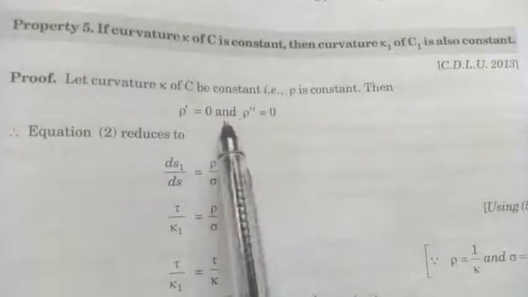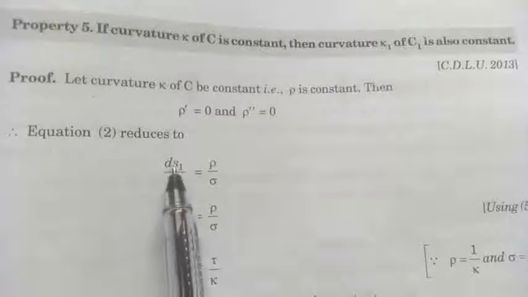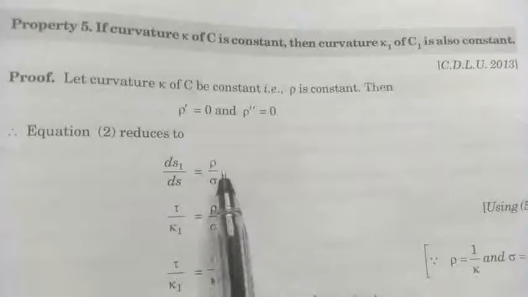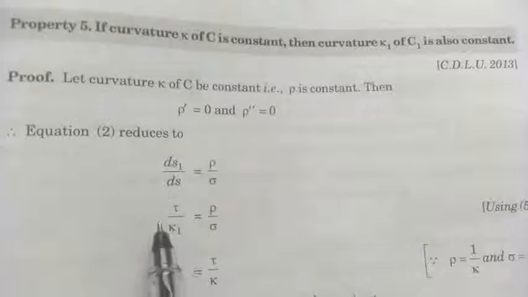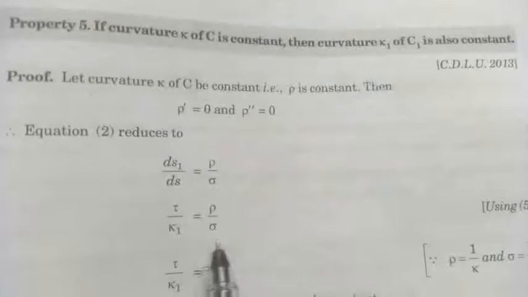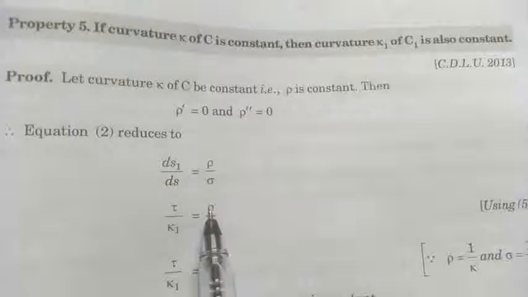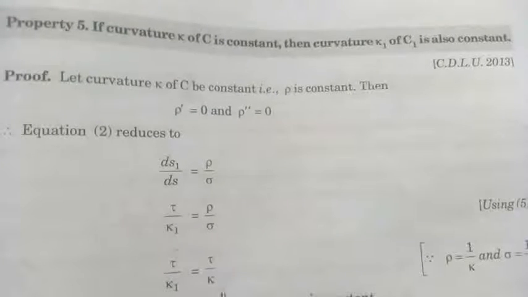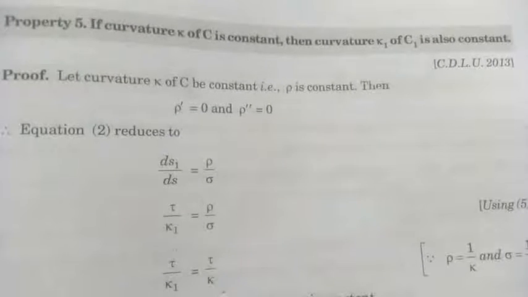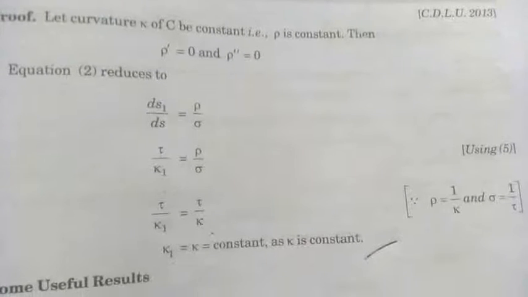Now we can substitute these values in equation 2. So finally equation 2 becomes ds1 by ds is equal to rho by sigma. Now ds1 by ds was tau by K1. This is equal to rho by sigma. So now what is rho? Rho is 1 by K, K is the curvature, and 1 upon sigma is the torsion. So we have substituted the value here. Tau is cancelled with tau. So after cross multiplication from here, we get K1 is equal to K.